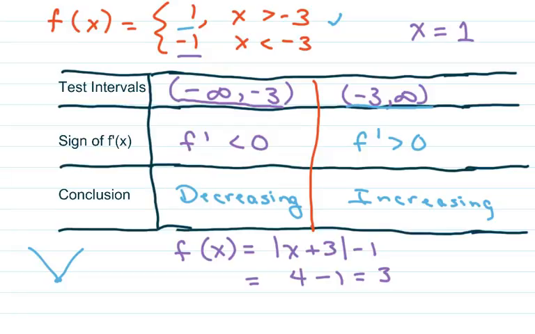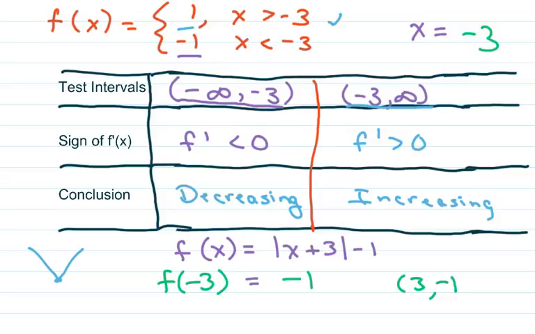Oh, it wasn't, I'm sorry. Our critical value was negative 3. So let me plug that in. Sorry about that. When you plug in negative 3, you're going to get 0 minus 1, which is negative 1. So f of negative 3 equals negative 1. And since it's decreasing and then increasing, this is a relative minimum.